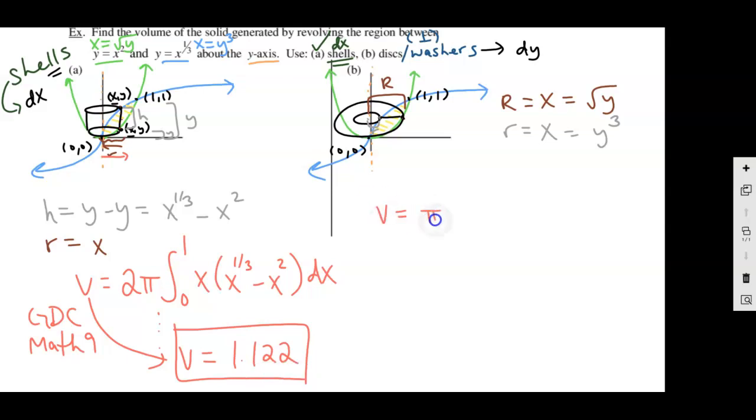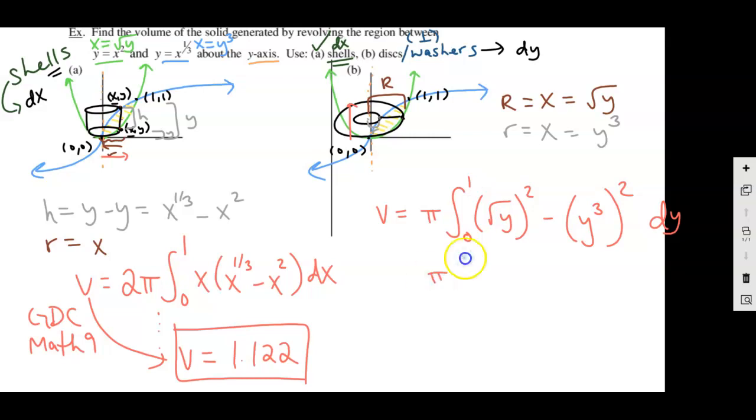Volume equals, pi goes out in front for disks and for washers, but it's pi big R squared minus little r squared. Remember, this was a dy integration, so it's really 0 to 1, but it's in that vertical direction. Still 0 to 1, though. And then there's the integral that you could set up. This one actually cleans up pretty well. So I could do 0 to 1, and I could do y minus y to the 6th.